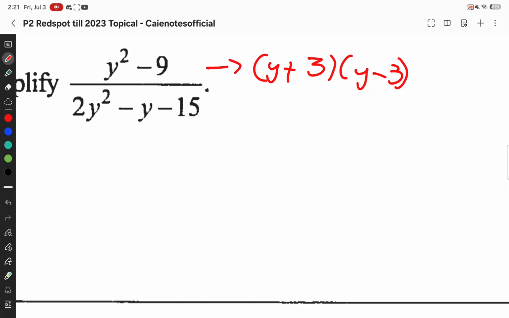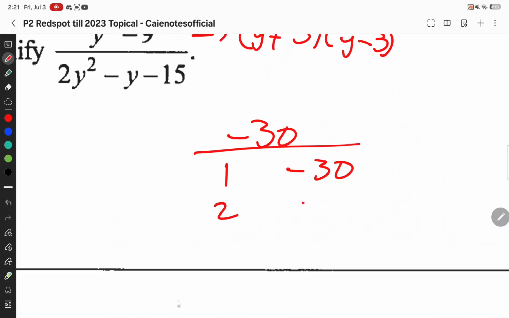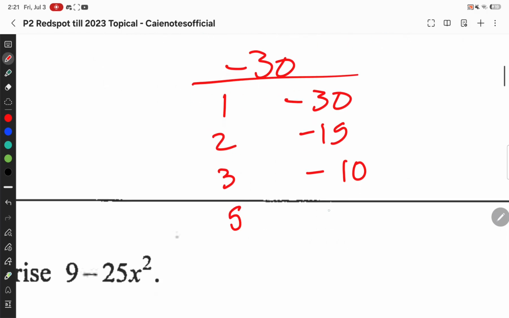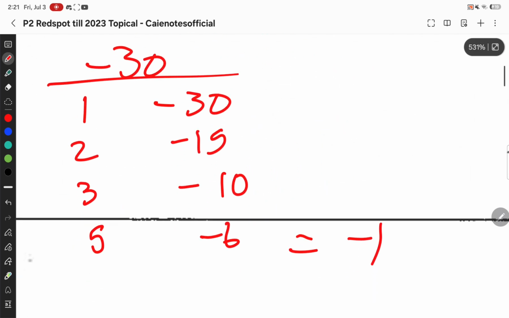Okay, let's keep going. This can be done by my method, anyone can patent it. I'm not really in the mood for patenting it. 1 and negative 30, 2 and negative 15, 3 and negative 10, 5 and negative 6. Add them together, we get negative 1. I keep on adding these two numbers in my head, so that's why I immediately say, you know what, stop right there.